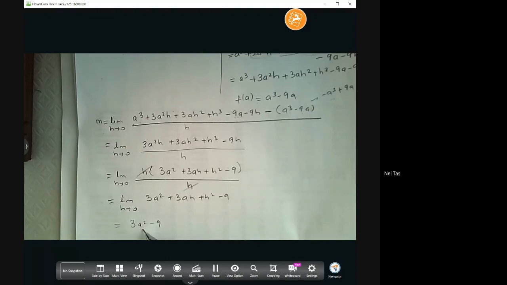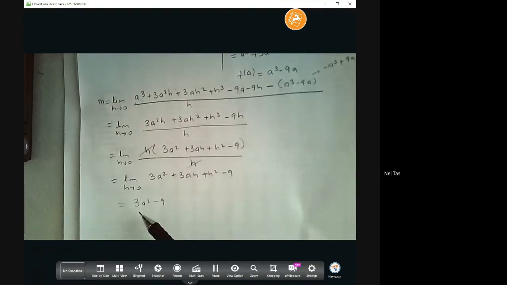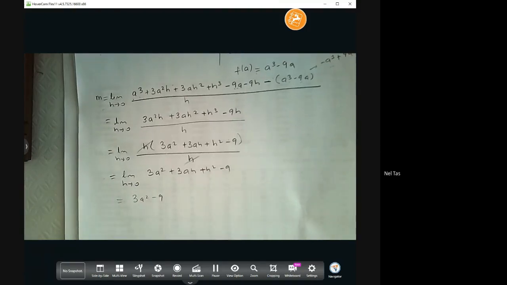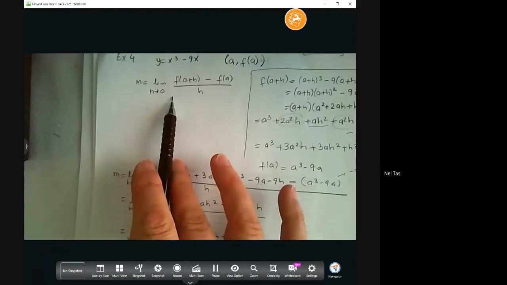So a, we don't know what that a is, right? But now we have a general equation or slope formula for all the tangents to x cubed minus 9x, the given function f of x. So this is very practical. Let's say, after you get this formula for the slope of all the tangents, now you don't have to calculate the slope of the tangent each time by doing this formula here, right?